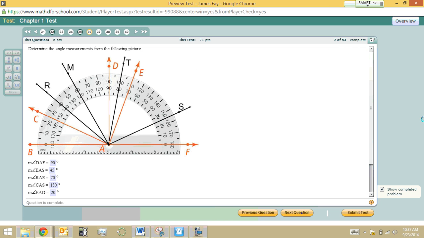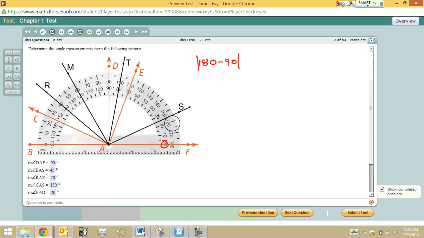All we have to do here, if I want to find DAF, I'm going to highlight where that ray goes through and where that ray goes through, and I'm going to subtract 180 and 90 and then take the absolute value. 180 being that number, 90 being that number. Okay, I could also use 0 and 90. Subtract those and also get 90.